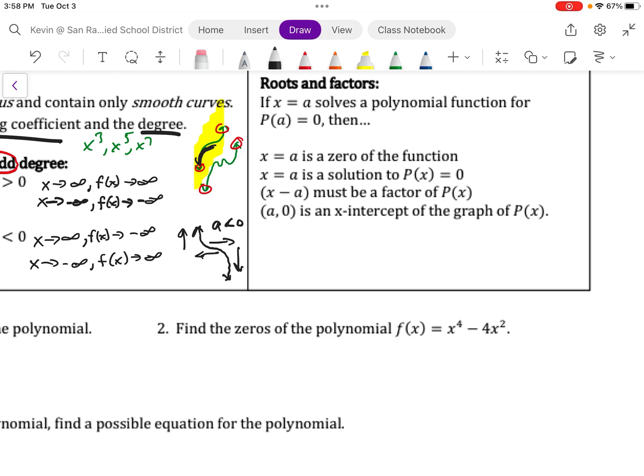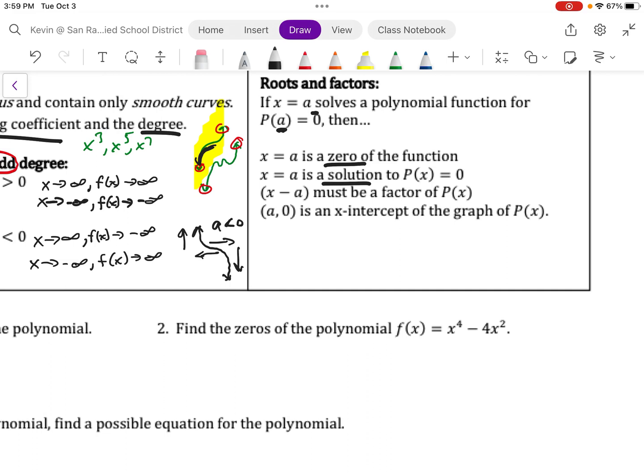Real quickly, on roots and factors: if x equals a solves a polynomial function, so that p of a equals 0, in other words if we're solving for this value, then x equals a. If we are asked to give the zero, we write x equals a. If we're asked to give a solution, we write the same thing, x equals a. If we're asked to write a factor, we have a zero x equals a.